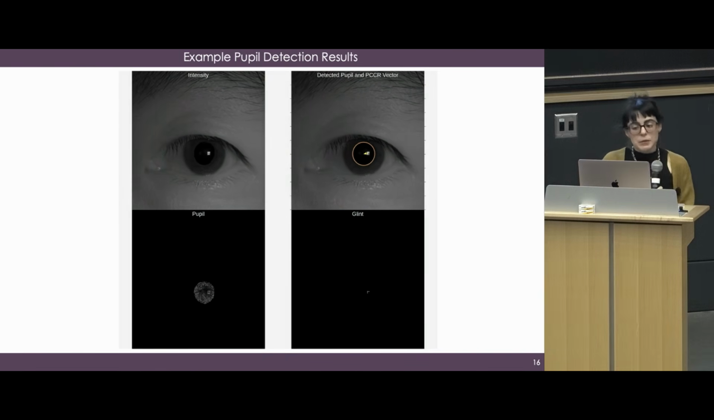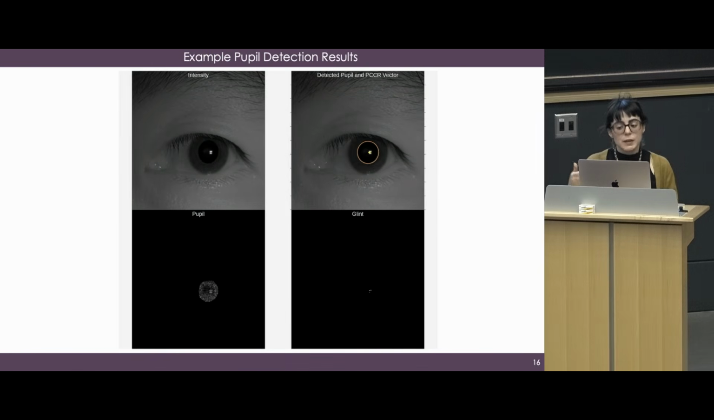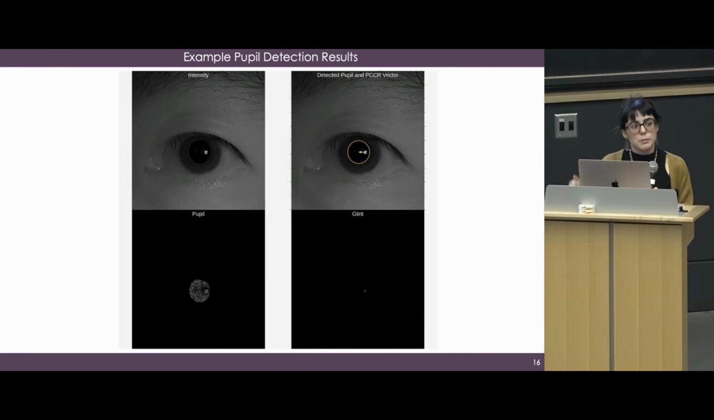So what ends up happening with our method is that we can still effectively detect the pupil, and we'll have a nice pupil mask, but it becomes a difficult problem trying to effectively determine the center of that pupil relative to that kind of half circle.